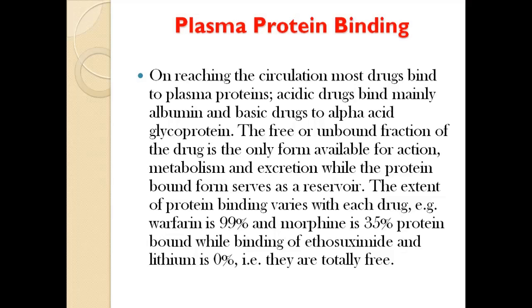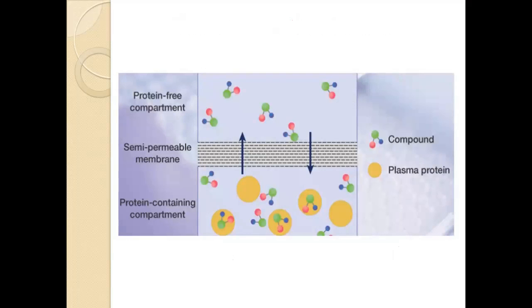The extent of protein binding varies with each drug. For example, warfarin is 99% and morphine is 35% protein bound, while the binding of ethosuximide and lithium is 0%, that is, they are totally free. Here we see an image of the plasma protein binding components.